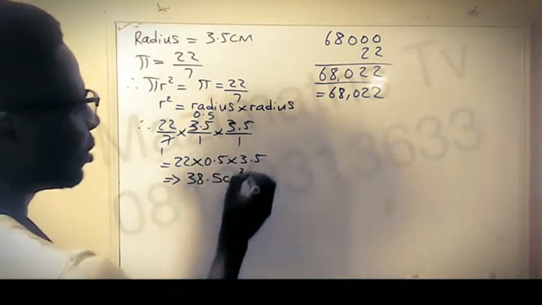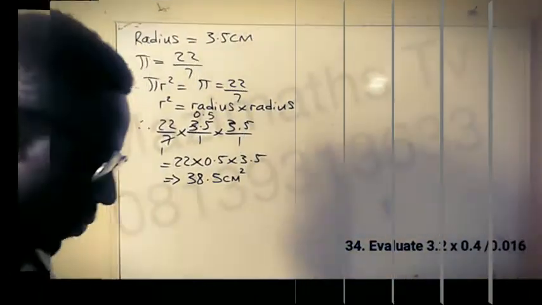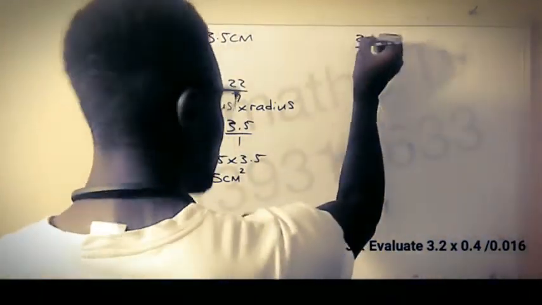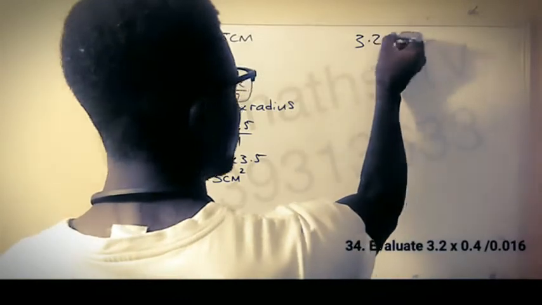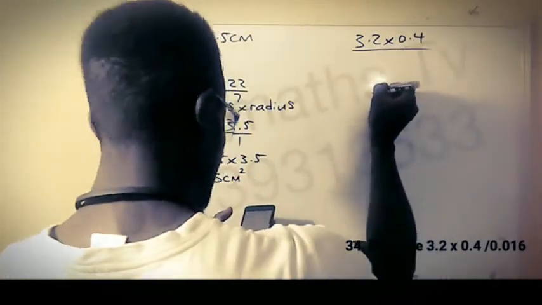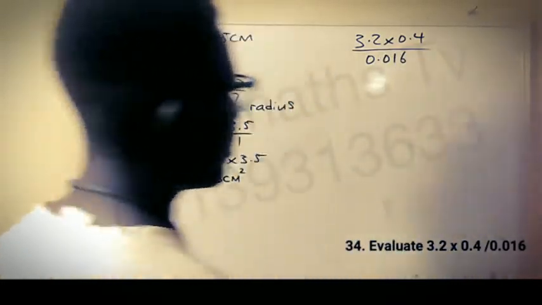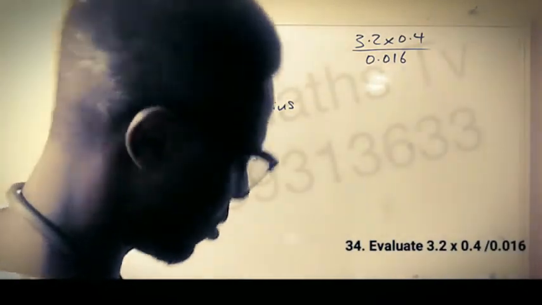5 centimeter cube. So that is our answer to that. Number 34. Evaluate 3.2 times 0.4 divided by 0.016. Okay, this can be done in two different ways.